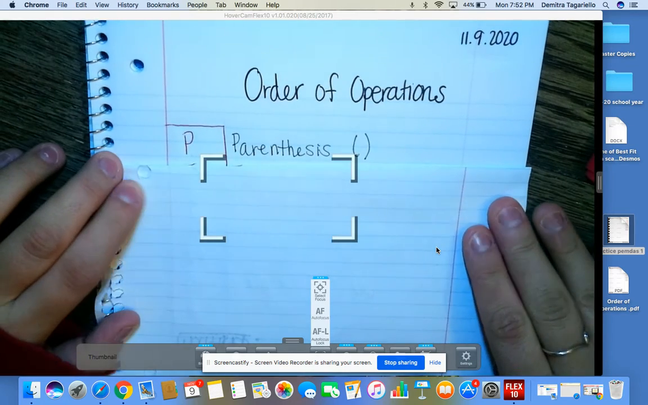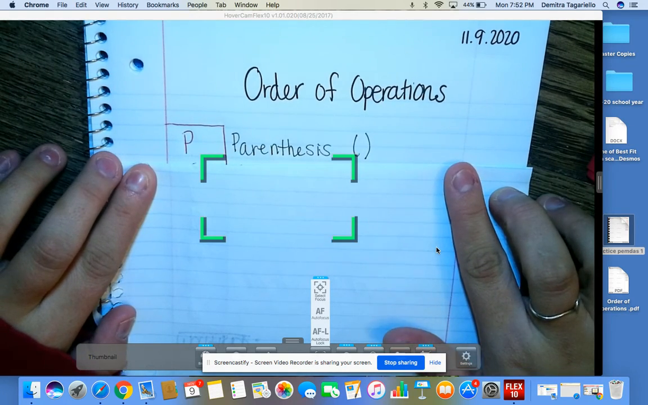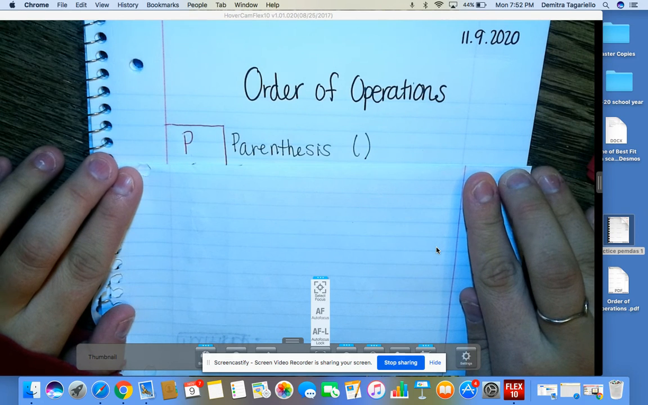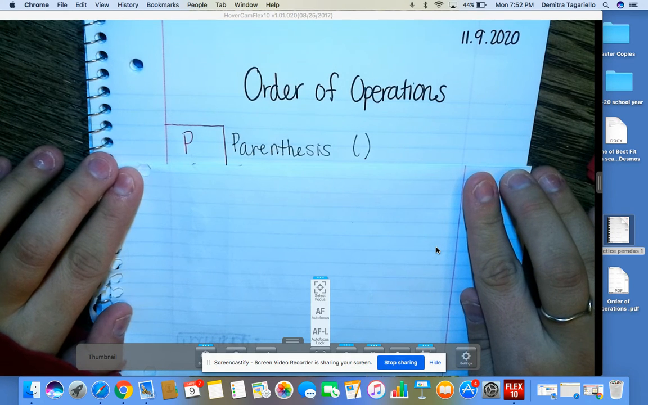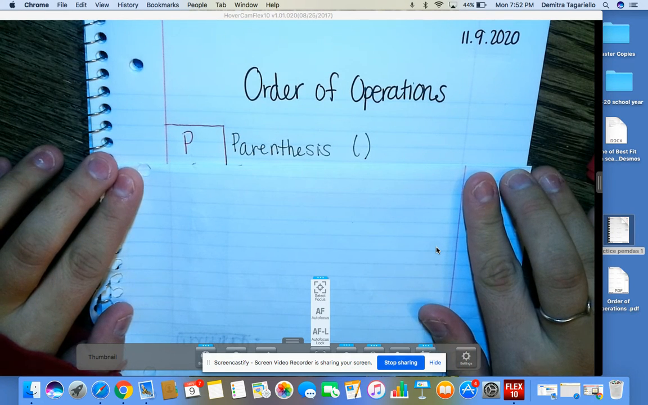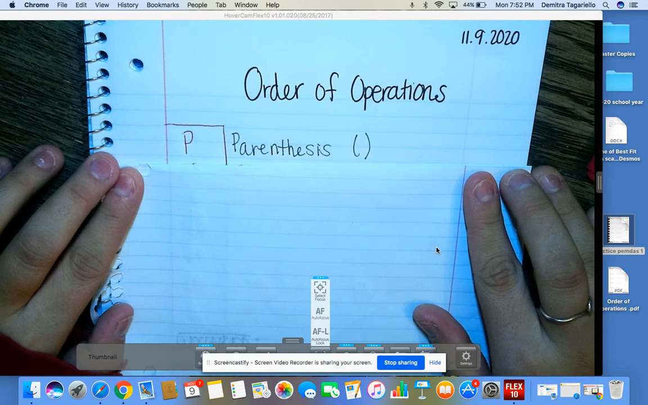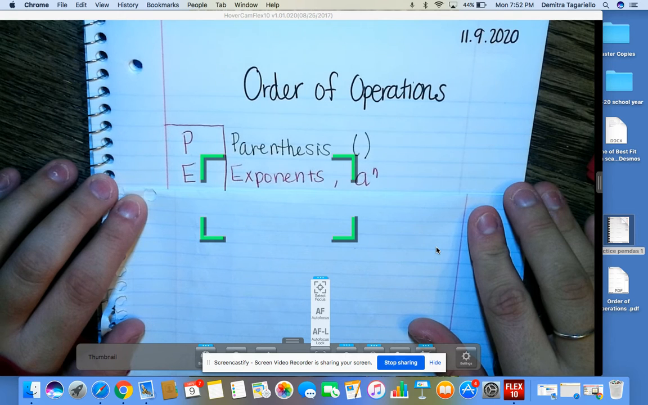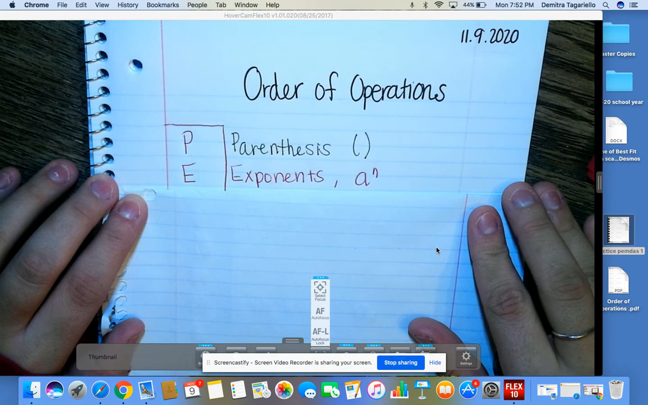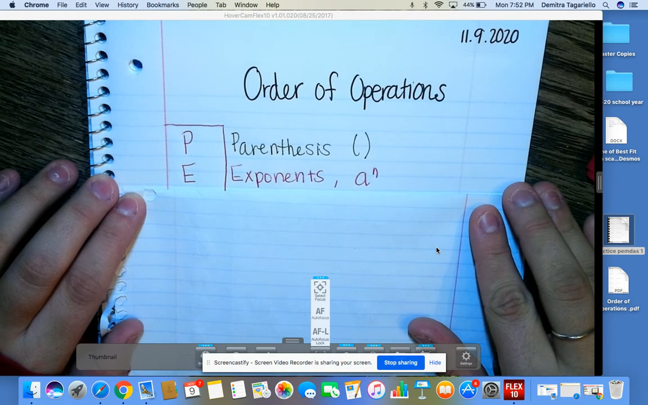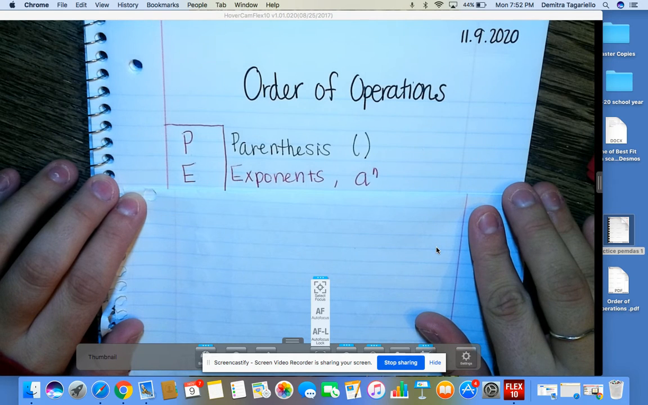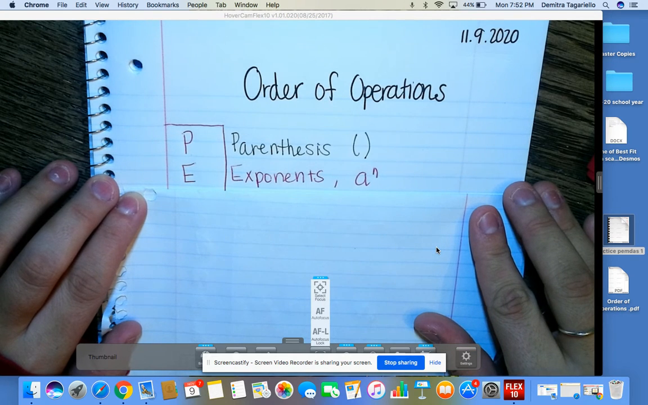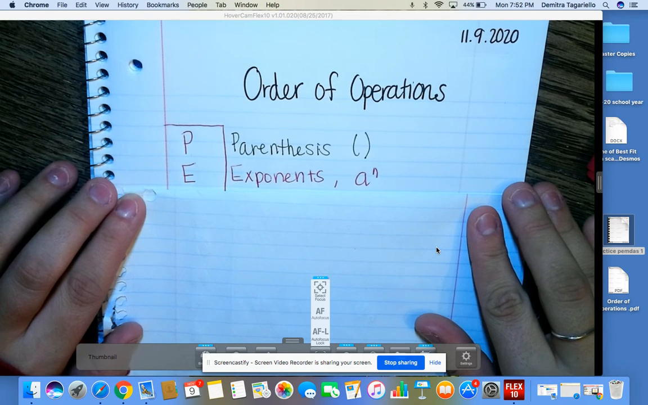So P stands for parentheses. So every time we start off looking at any type of expression, we are going to start by looking for parentheses. That comes first. Next is your exponents. After you get rid of all the parentheses, you are going to look for any exponents in your expression. It's always a to the nth power.